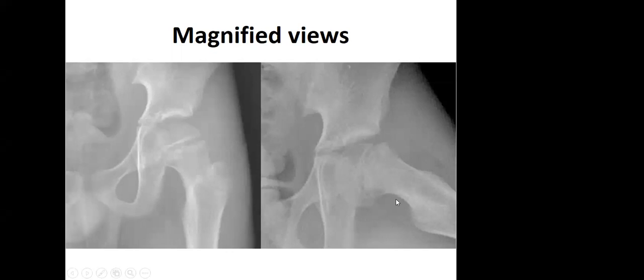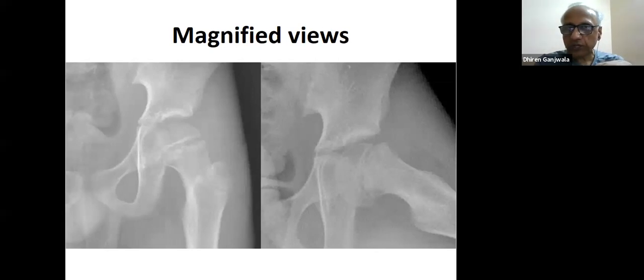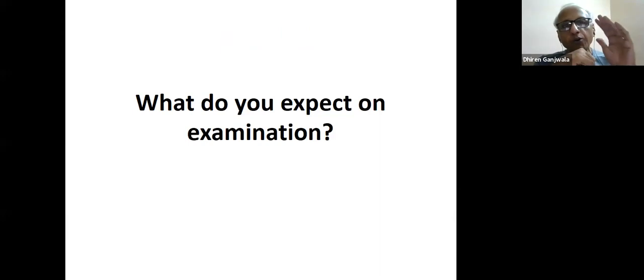Slipped capital femoral epiphysis. Okay, so there is a left hip x-ray with you, so there is no question about the diagnosis. Now the question is slightly different. Next slide, please. What do you expect on the clinical examination?